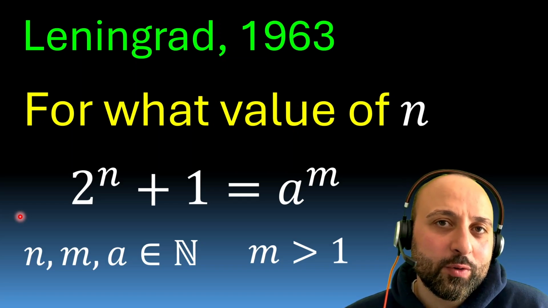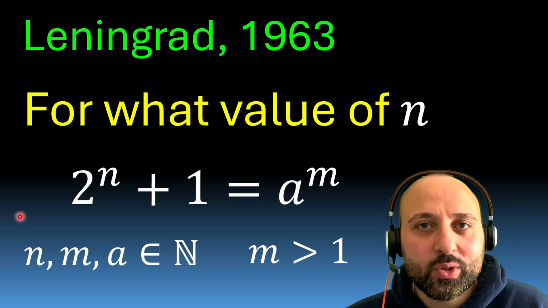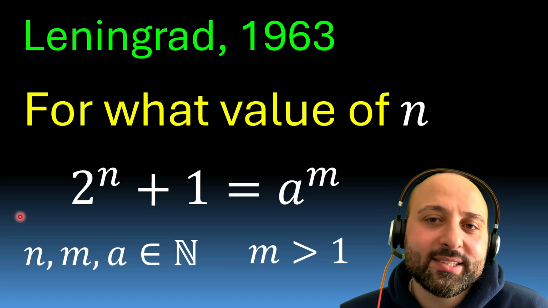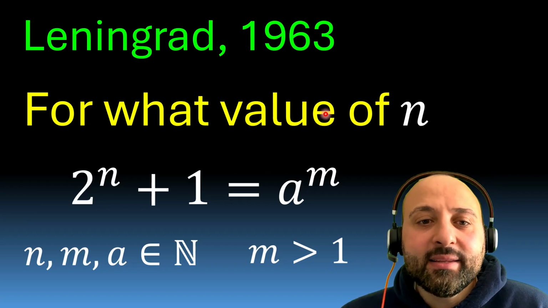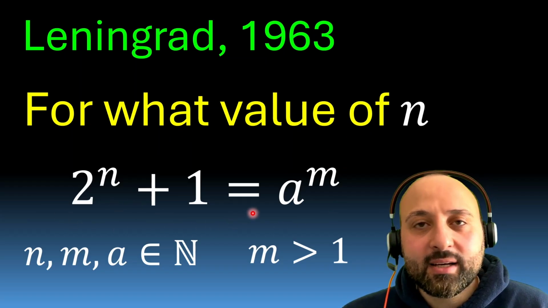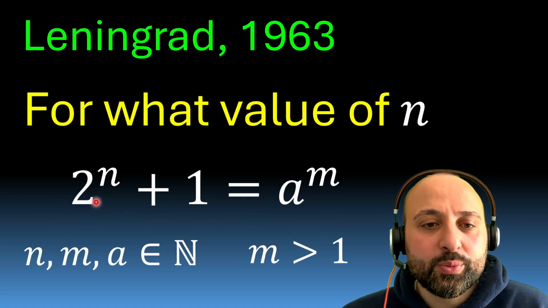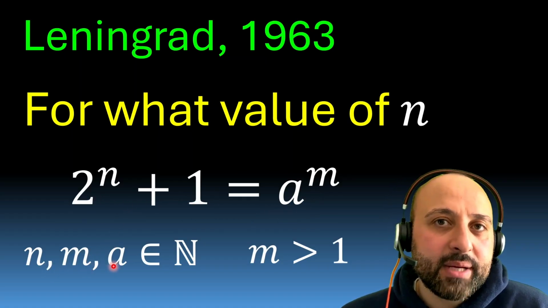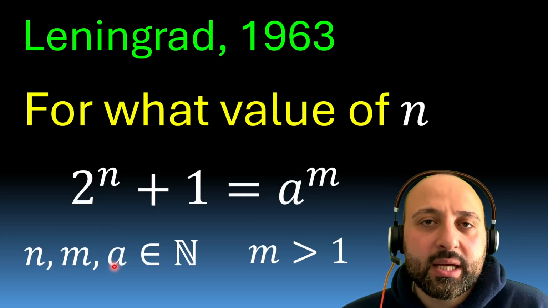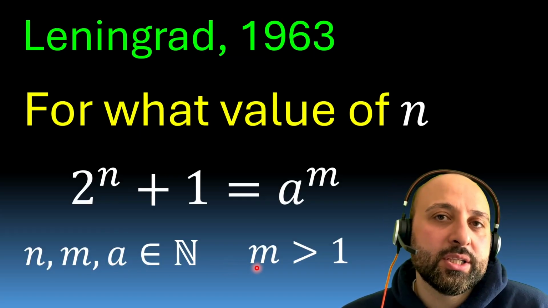Hi, in this video we have a question from the Leningrad Mathematical Olympiad, year 1963. The question says: for what values of n do we have a solution to the following equation, 2^n + 1 = a^m, where n, m, and a are all natural numbers and m is larger than 1?